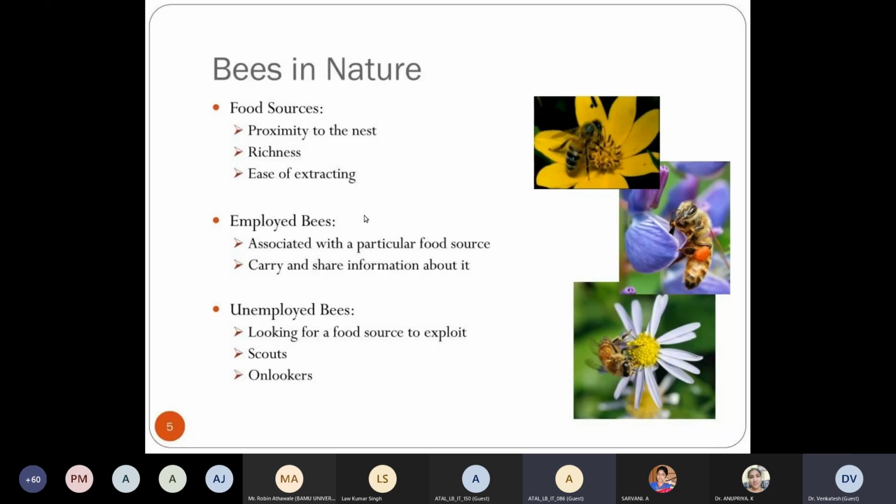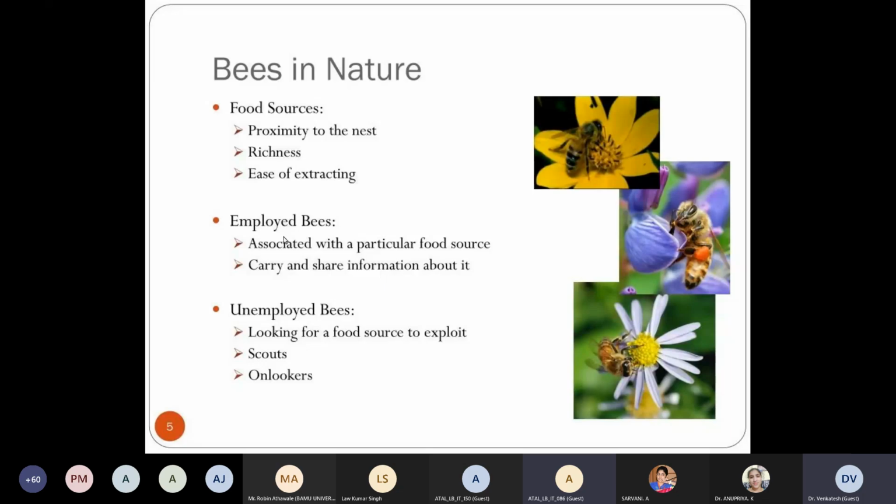So as I said, there are three categories of bees. These employed bees will be associated with a particular food source, and they can carry and share information about it. So they will have the information related to the food source, meaning how much distance it is located from the hive, and how much amount of nectar is available in the food source. And is there any possibility of finding an even better food source in the vicinity, meaning in the neighborhood?